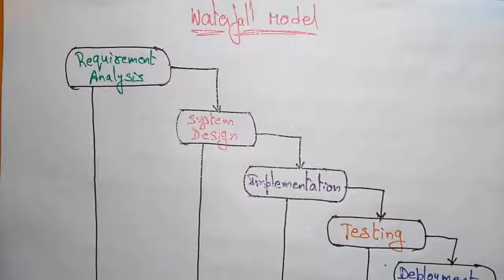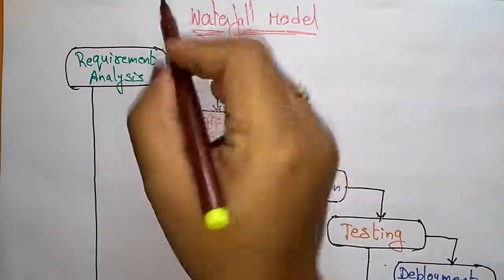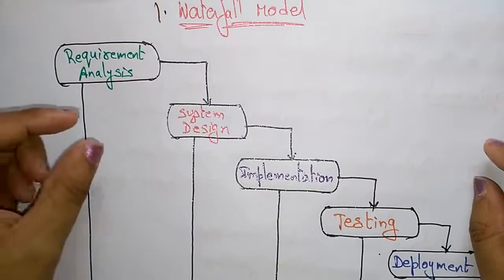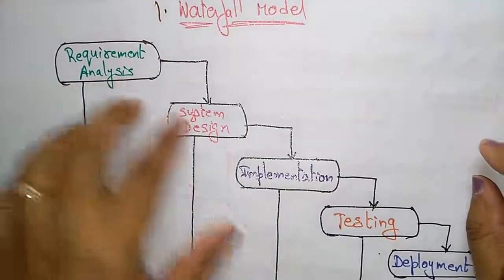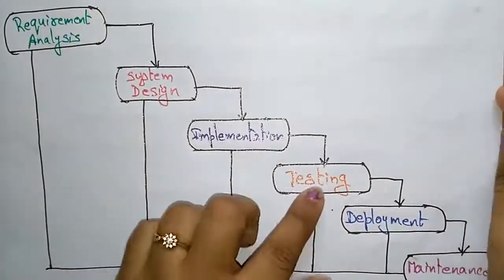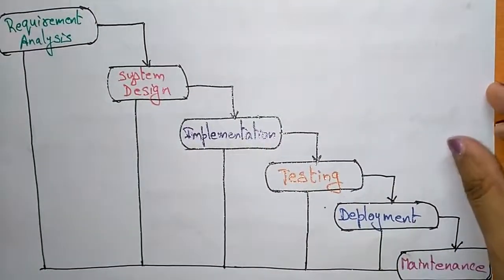Hi students, coming to the different types of software lifecycle models. So the first one is the waterfall model. Here in the waterfall model, you have different phases: requirement analysis, system design, implementation, testing, deployment, and maintenance.